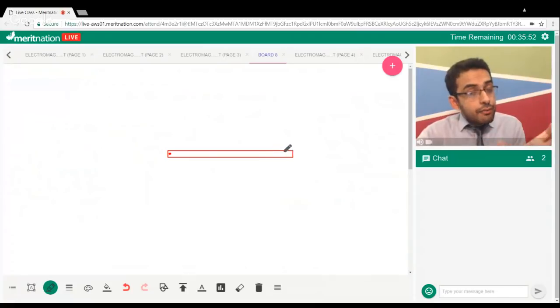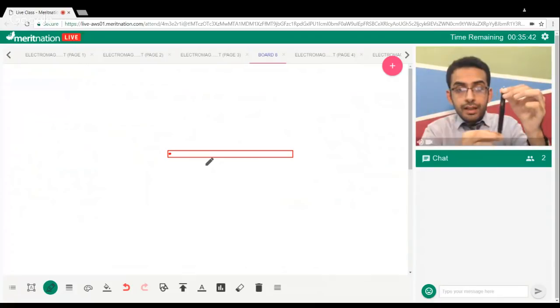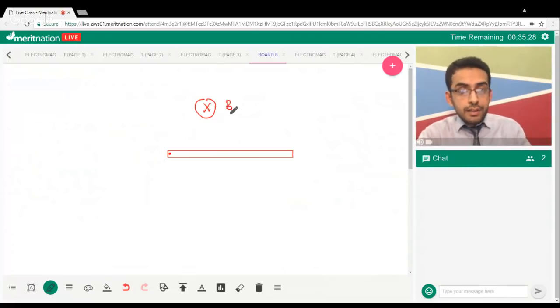So we can say one end is fixed and the other end, and now the complete rod is free to rotate like this. It's free to rotate like this. Okay. Now suppose there is a magnetic field directed into the plane of paper, right? Let us say there is a magnetic field that is directed into the plane of paper.